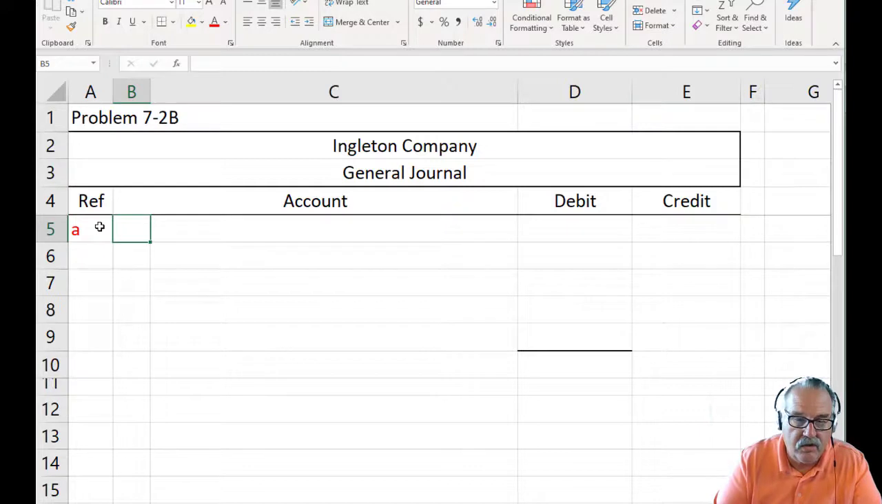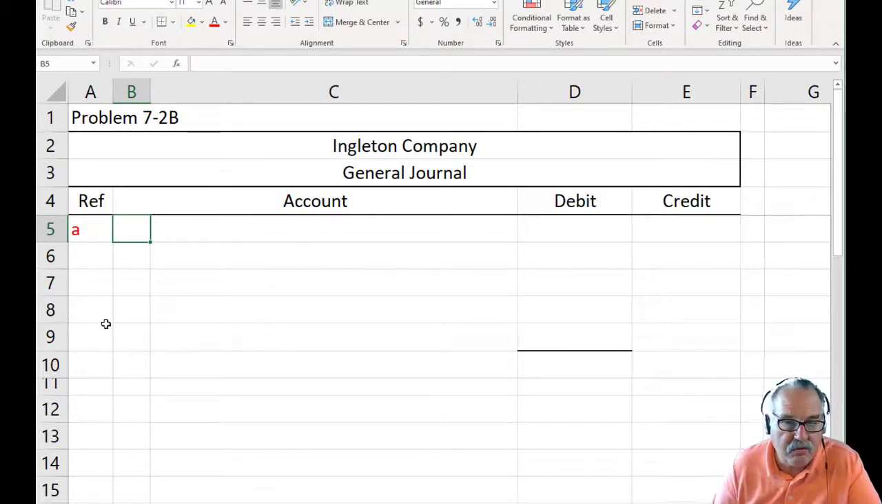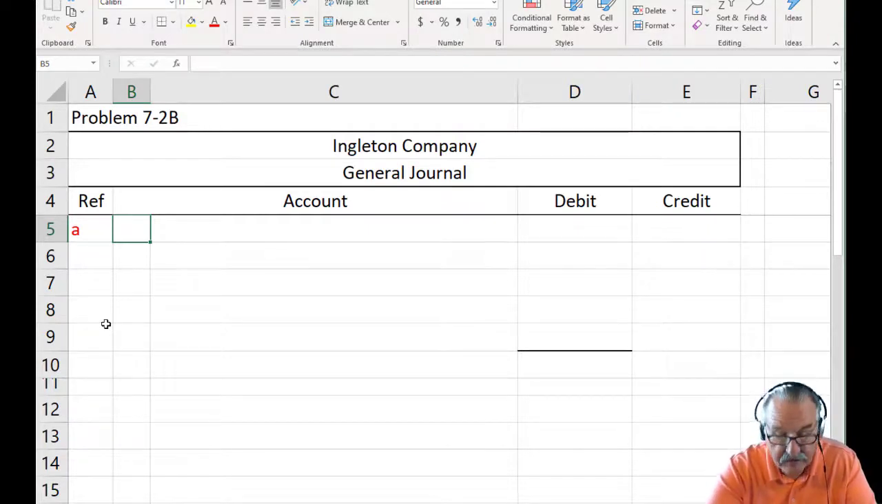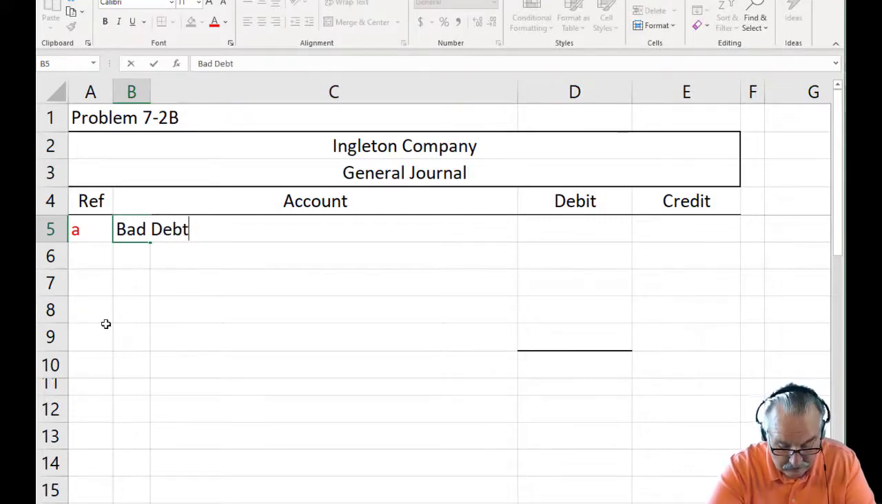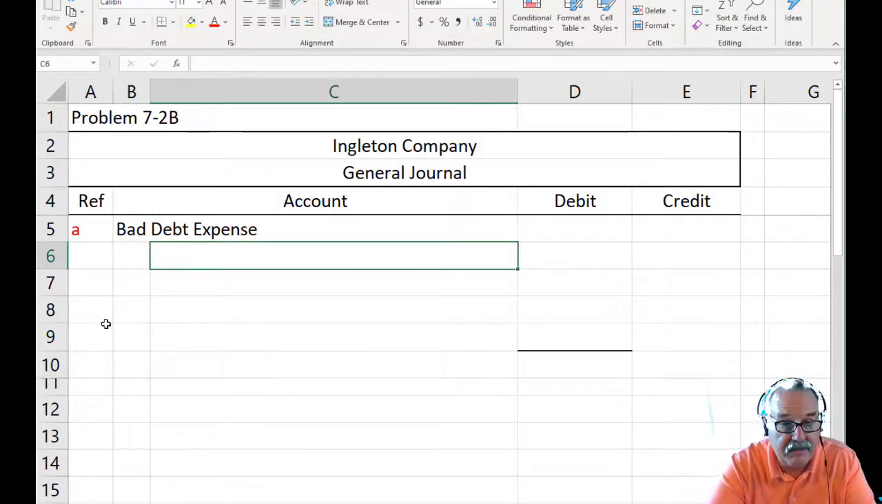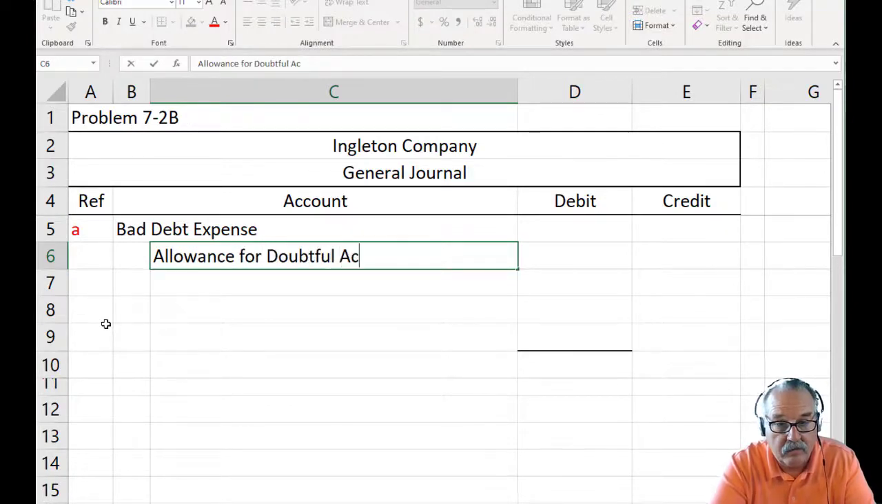This is just a general journal. If you want to pause the video and set up a journal so you can follow along, that's fine. Probably should have some journal paper handy anytime anyway. But anyway, so set up a journal. And this first transaction, and every single one of these, we're going to have the same debit and credit. The debit is going to go to a bad debt expense, and the credit is going to go to allowance for doubtful accounts.